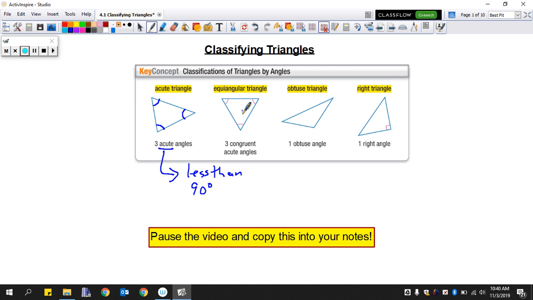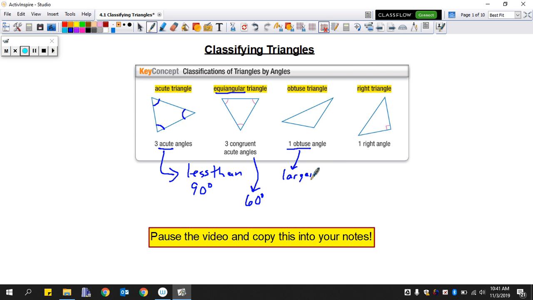All right. The next one is an equiangular triangle. Equiangular means that all the angles are the same measure. So an equiangular triangle has all three angles that measure 60 degrees. An obtuse triangle has one obtuse angle. Remember, an obtuse angle is larger than 90 degrees.